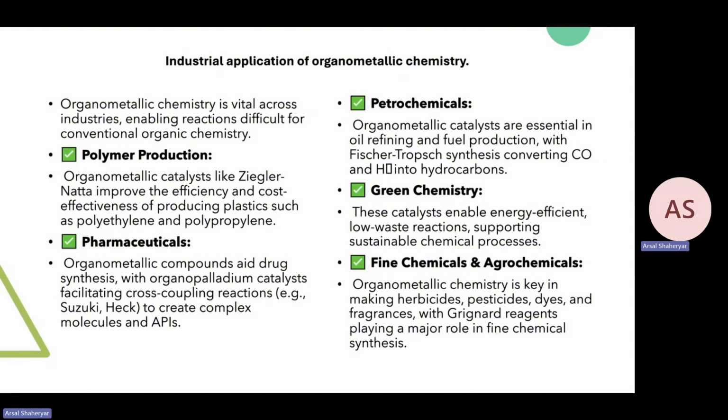Petrochemicals: organometallic catalysts are essential in oil refining and fuel production, with Fischer-Tropsch synthesis converting CO and H2 into hydrocarbons. Green chemistry: these catalysts enable energy-efficient, low-waste reactions supporting sustainable chemical processes. Fine chemicals and agrochemicals: organometallic chemistry is key in making herbicides, pesticides, dyes, and fragrances, with Grignard reagents playing a major role in fine chemical synthesis.